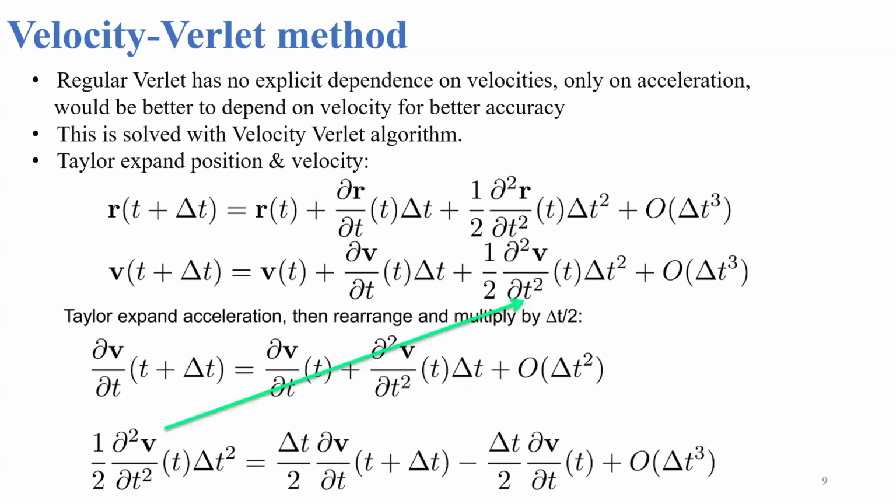So the regular Verlet method has no explicit dependency on velocity and only on acceleration, as you can see in the previous slide. And it would be nice to have velocity as well to have better accuracy. So this is solved by the velocity Verlet algorithm.